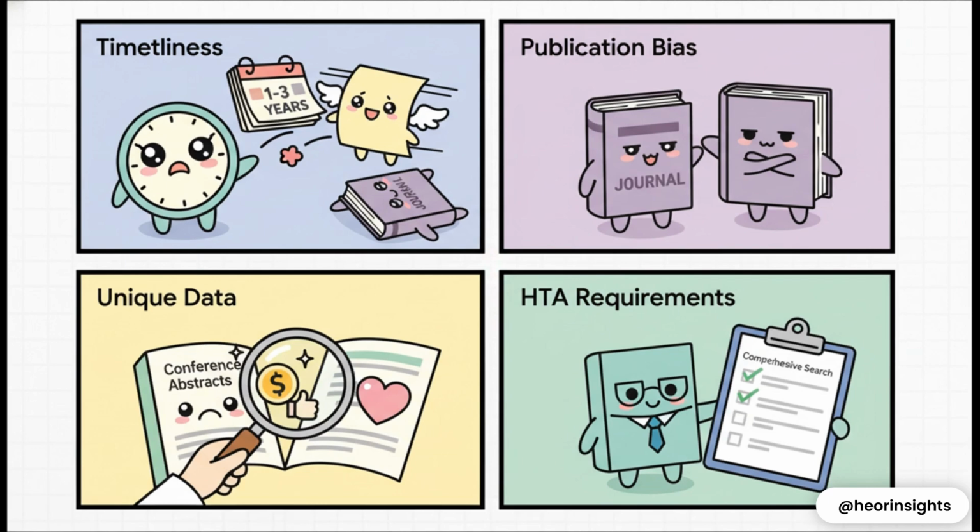There are 4 strategic imperatives. First, timeliness. It allows you to overcome the typical 1 to 3 year publication lag. Second, it helps mitigate publication bias, as it includes studies with null or negative results that often go unpublished. Third, it uncovers unique economic data, such as cost and utility values, which are frequently omitted from final manuscripts. And finally, it is a direct requirement from HTA agencies like NICE and CADTH for their submissions.